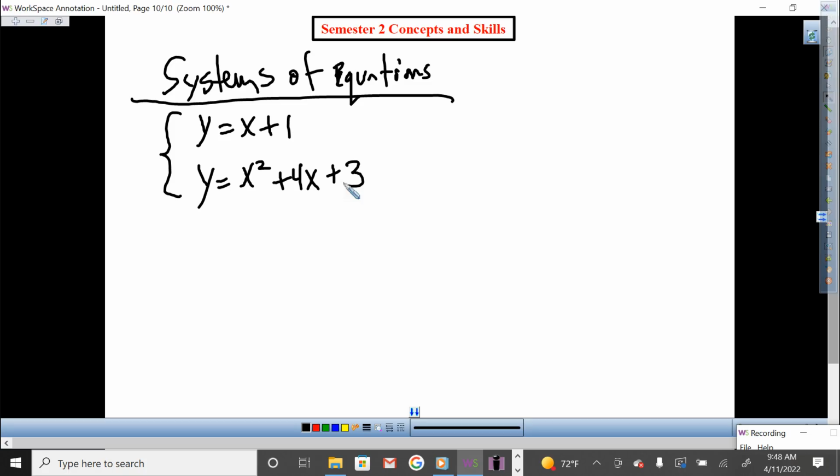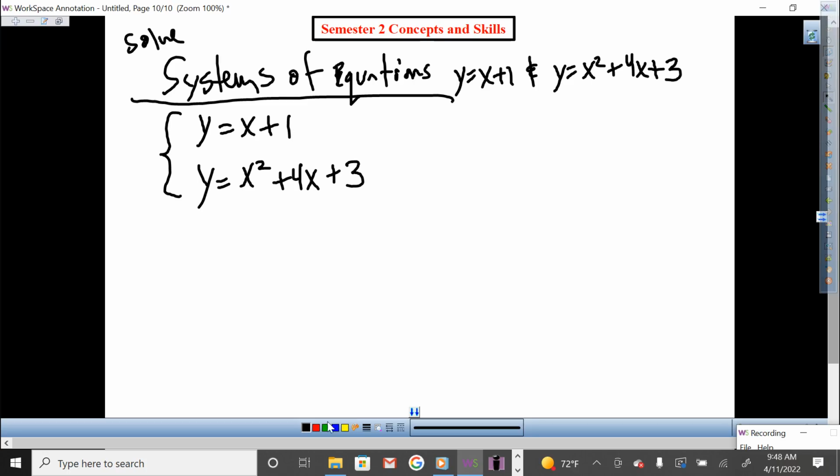Now, in the study guide, they might not give you in that setup. They're probably going to say solve the system, and then they give you y equals x plus 1 and y equals x squared plus 4x plus 3, just to save space. But you see that it's the same thing. Is that correct? So, in this case, since they're not asking us which method to use, I'm going to use probably the simplest method, which is substitution.